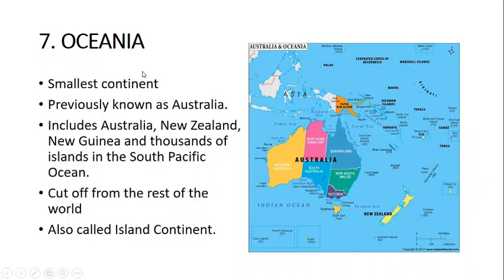Okay, and this continent is also called the island continent. Now, why do we call it an island continent? Because, you know, an island is land that is surrounded by water on four sides. So this continent is also surrounded by water on four sides, due to which it is called the island continent. And this continent is totally cut off from the rest of the world, due to which there are some very unique and amazing animals which are not present anywhere else on the world.